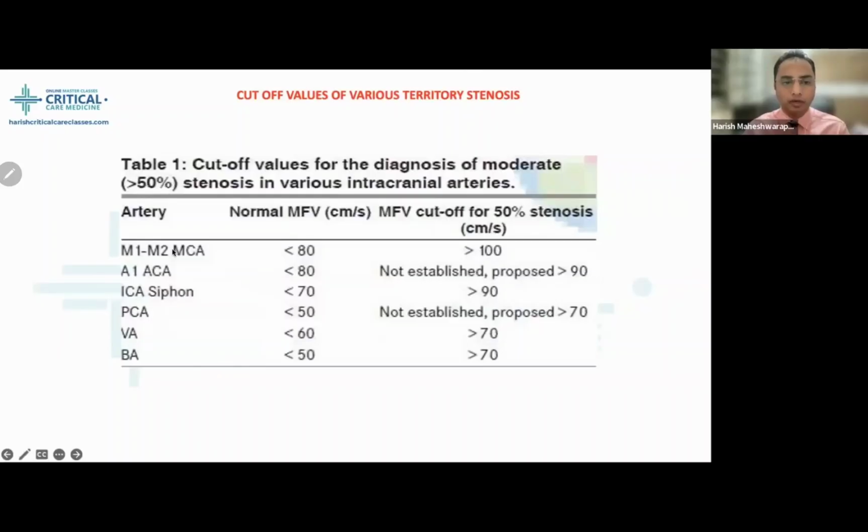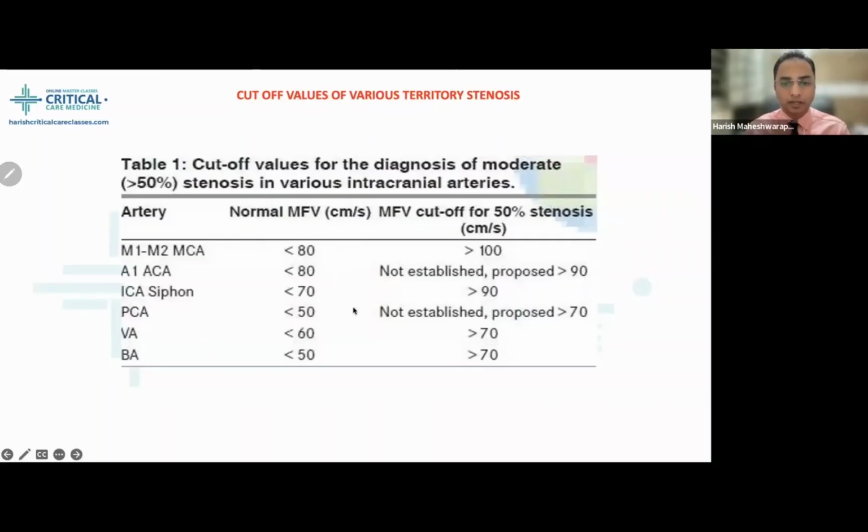So M1, M2, middle cerebral artery. Normal mean flow velocity should be less than 80. The mean flow velocity cutoff for 50% stenosis is more than 100. A1 territory of the anterior cerebral artery: normally it is less than 80. We don't have an established cutoff, but the proposed value is more than 90. So with a value more than 90, the patient is going to have a 50% stenosis.